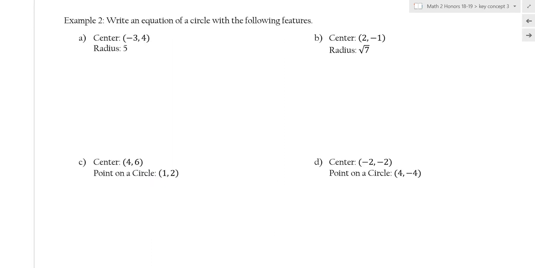So now we're going the opposite way. Write an equation of a circle with the following features. In order to write an equation, we need to know the center and the radius. Okay? A is nice and easy. We know the center and the radius.